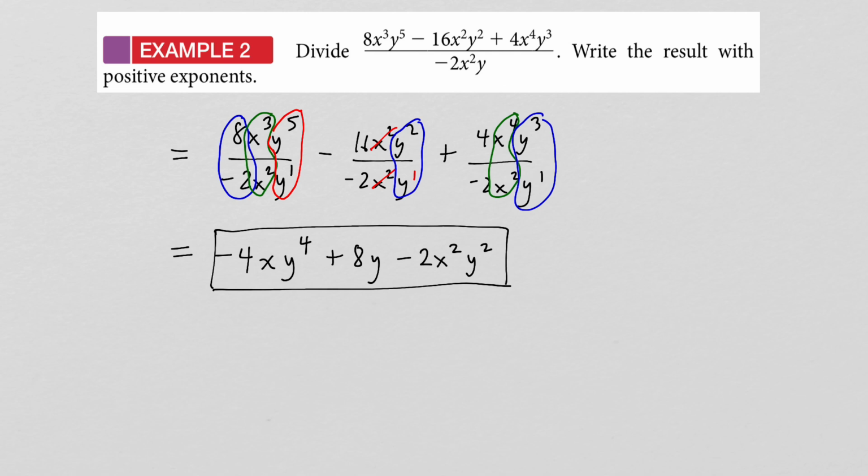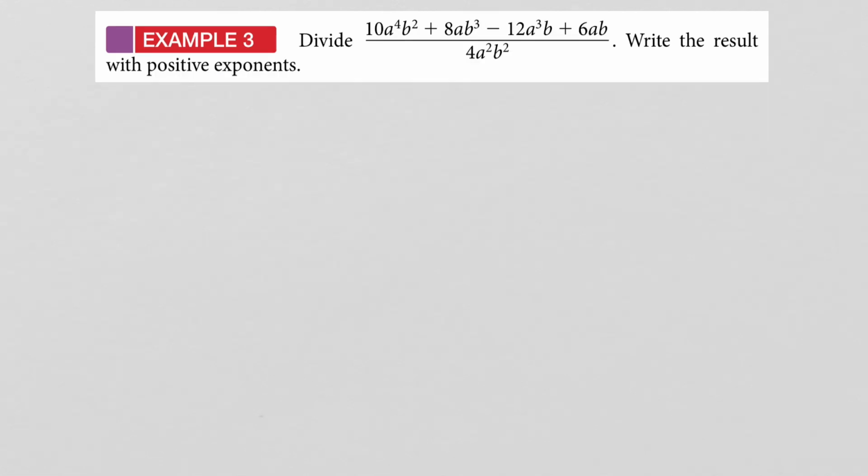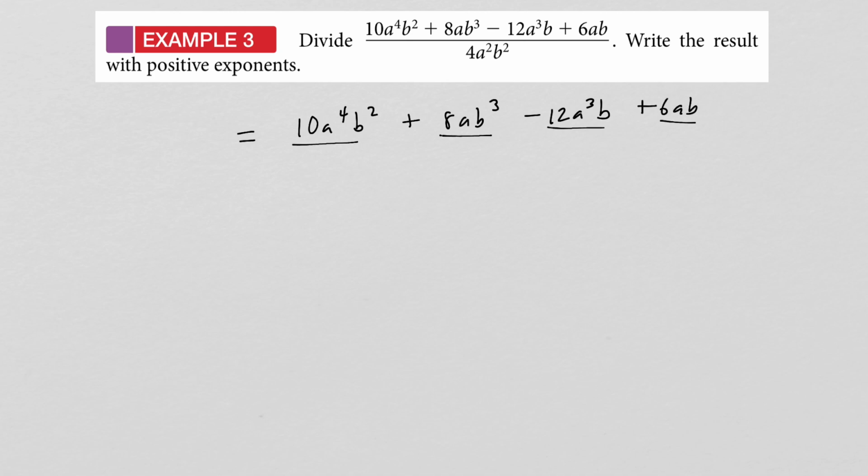And it says to express the answer with positive exponents. Now, this happened naturally, but if any of these exponents had been negative, we would have to rewrite it by putting that in the denominator of the fraction. So here's another example, just like the previous one. In this case, we have 4 terms in the numerator. So we're going to take each one of those 4 terms, and we're going to divide all of them by 4a squared b squared.